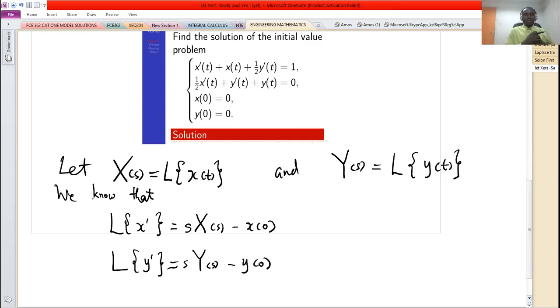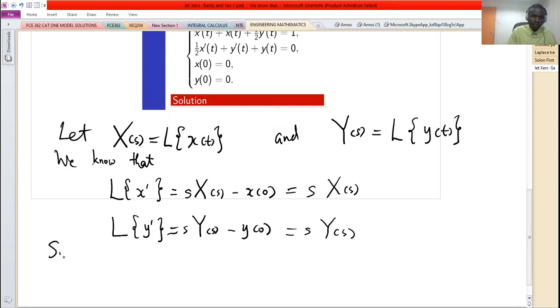So once we know this from the definition, because we have been given initial values here, this is s X of s, since x at 0 is 0, and this is s Y of s, because y at 0 is 0.